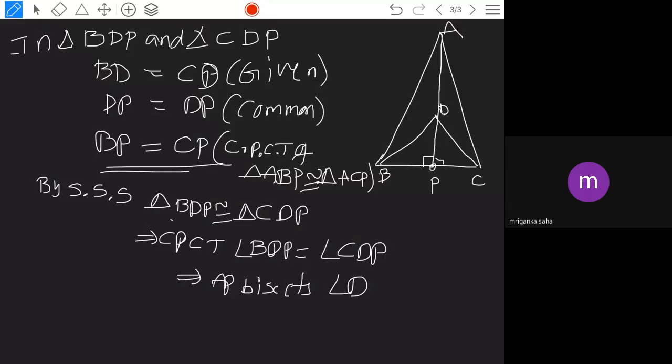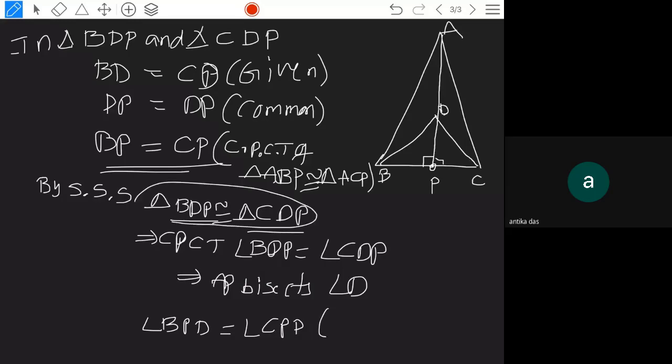Isn't it? Yes, sir. Angle BPD is equal to angle CPD by CPCT of this congruency. You can write the reason here.